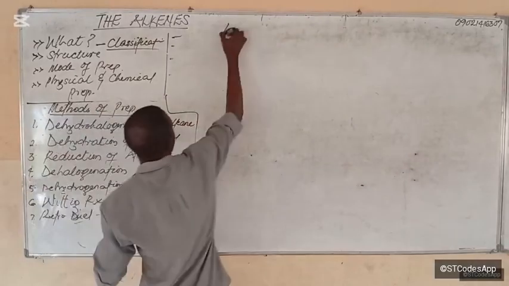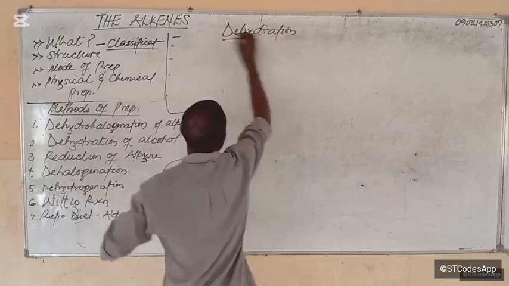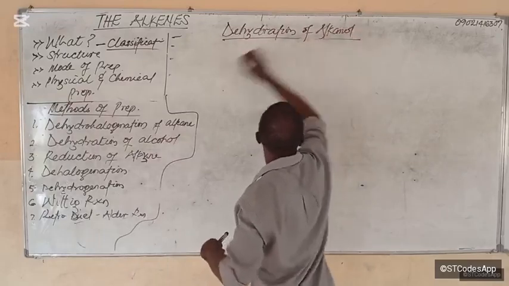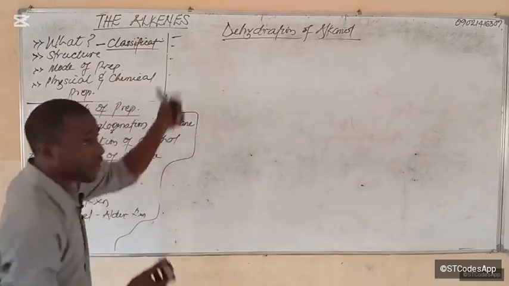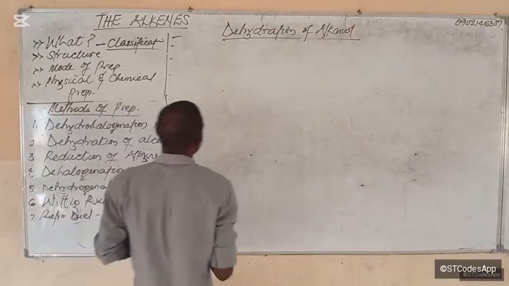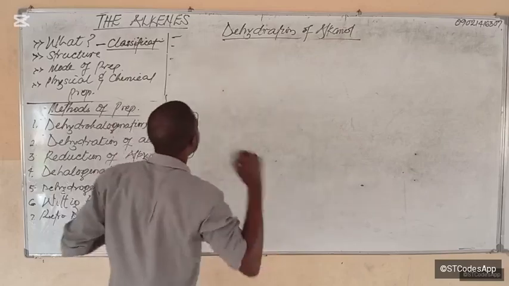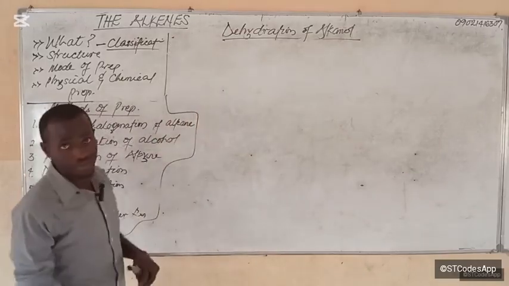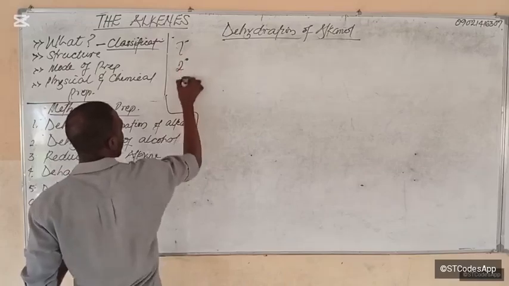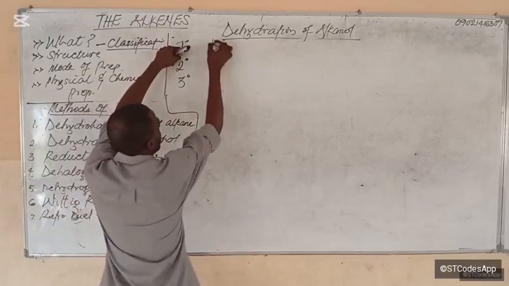The next one, dehydration. Since you already understand how the mechanism takes place, we might not stay long on this at all. Dehydration of alcohol or alkanol. Now, give me an alkanol. Majorly, it depends on the kind of alcohol. So you know that we have primary alcohol, we have secondary alcohol, and we have tertiary alcohol. An example of a primary alcohol is ethanol, for example.